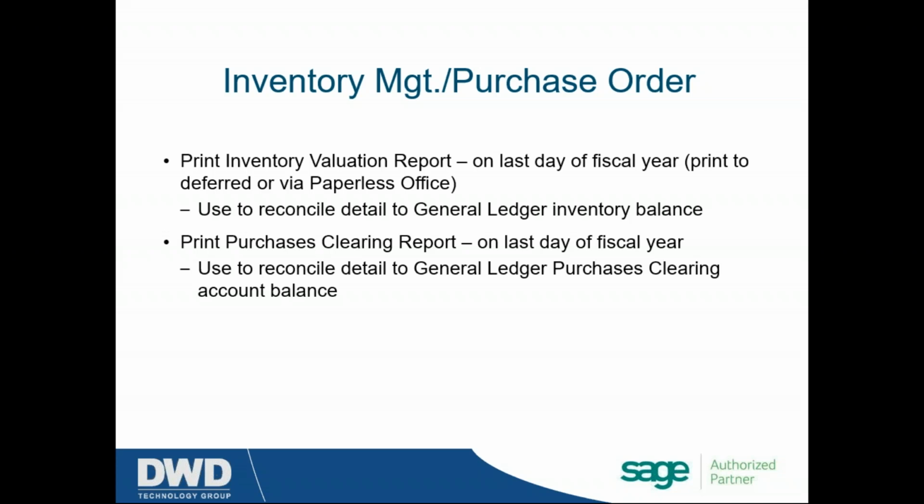Again, I recommend you do these things on a month-over-month basis as well, especially that purchases clearing report. It's really easy for that one to get out of whack. For example, if you have received goods in inventory and then erroneously enter an invoice directly into accounts payable, then those items will continue to show as not being invoiced on your purchases clearing, and are never going to come off. There are things we can do to correct that.